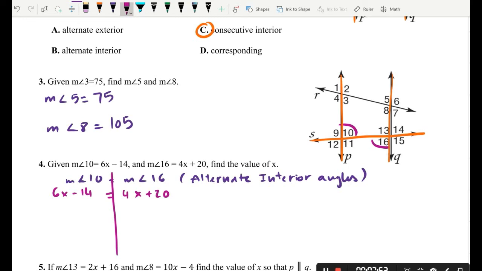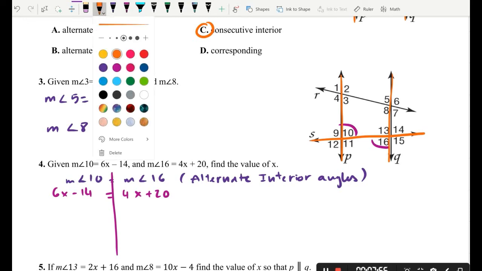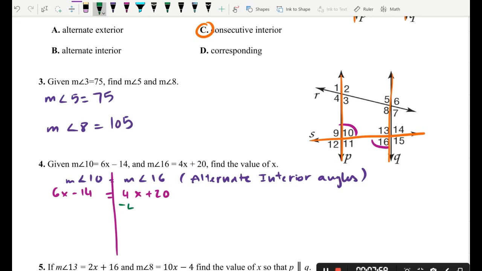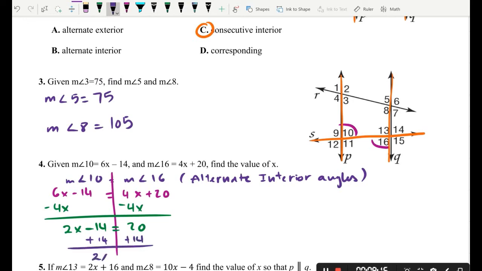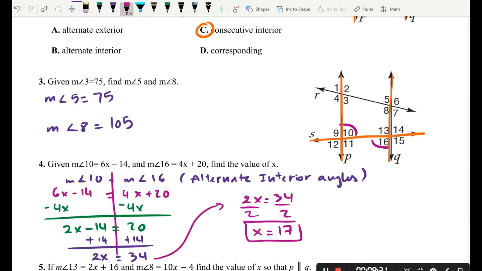Now what we're gonna do is solve for x. To get x on the same side, I'm gonna subtract 4x on both sides. That will give you 2x minus 14 equals 20. And to continue isolating the x, I'm gonna add 14 on both sides. That will give me 2x equals 34. Alright, 2x equals 34. We're gonna solve for x by dividing by 2 on both sides. X equals 17 as the final answer.